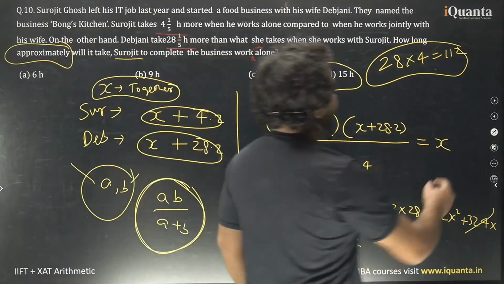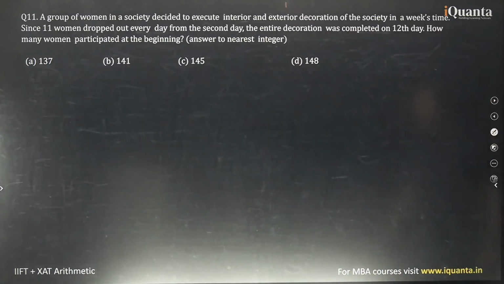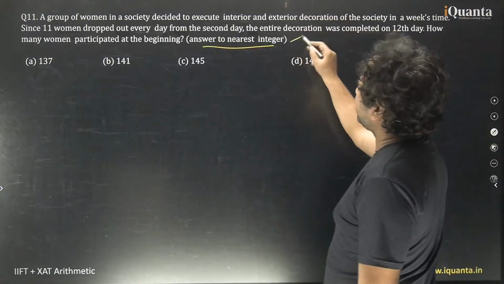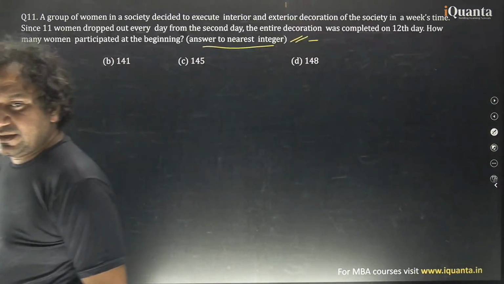Okay. Next question. A group of women in a society decided to execute interior and exterior decoration of society in a week's time. Since 11 women dropped out every day, from the second day, the entire decoration was completed on the 12th day. So from a week, that is 7 days, it reached the 12th day. How many women were participating in the beginning? Again, answer to the nearest integer. They're asking for the approximate value. Try doing this in a minute.